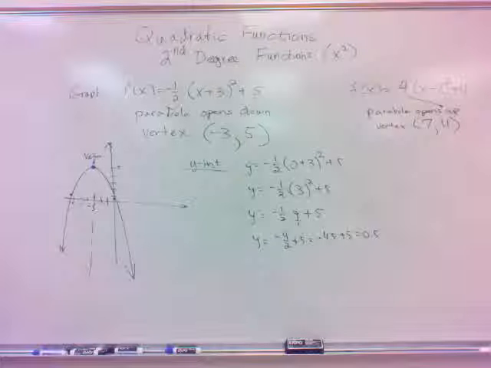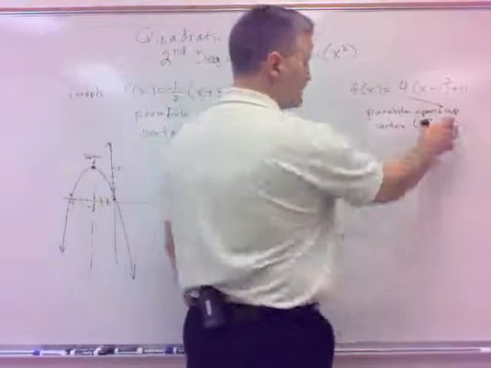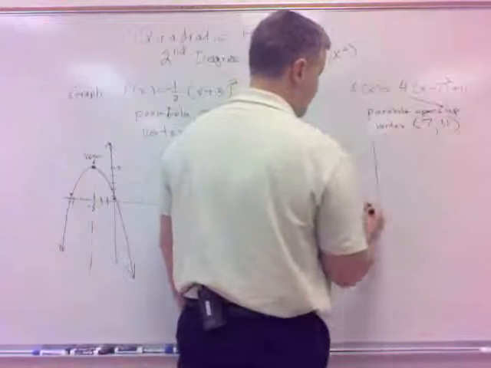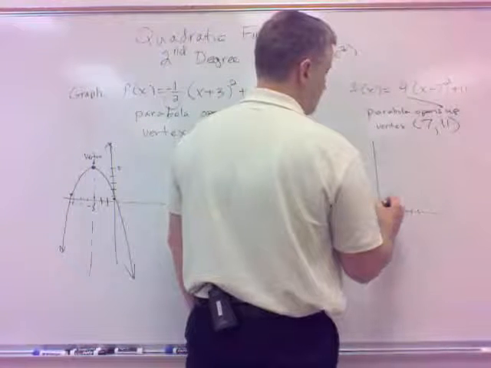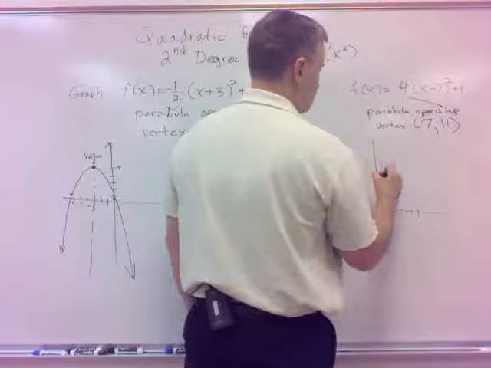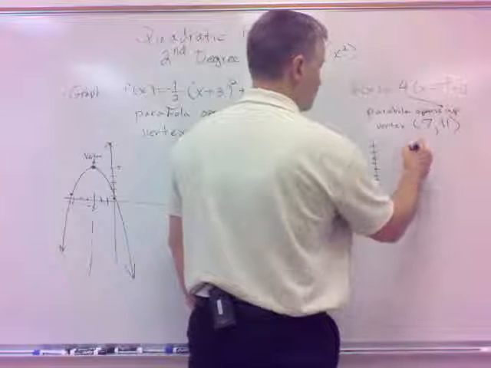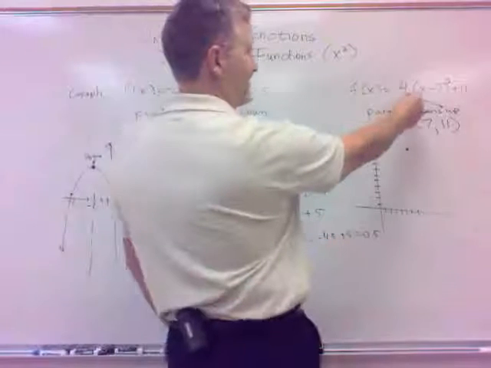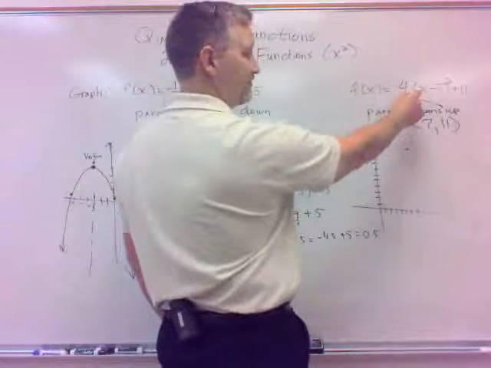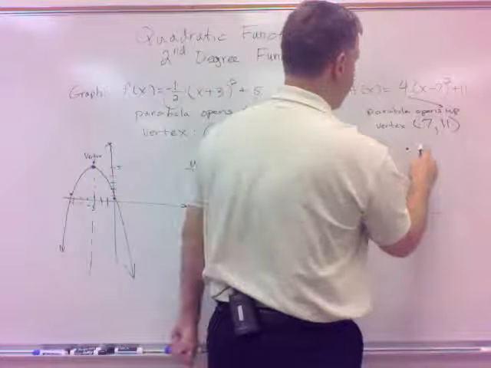So that one, I mean, you can track these down anywhere. That one's a pretty good ways out there. Positive 7, positive 11, and it's much narrower than the x squared graph because that's a positive 4. So, I mean, you're talking x squared here. That one's going to be really, really narrow.